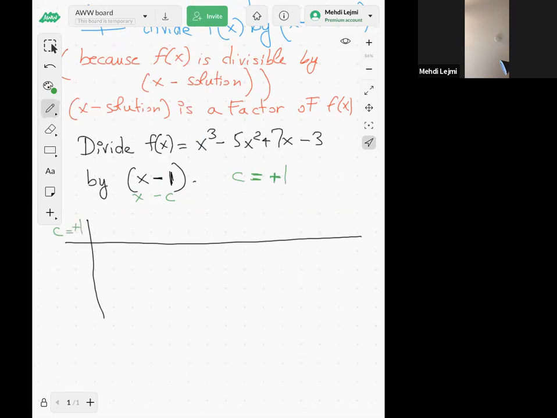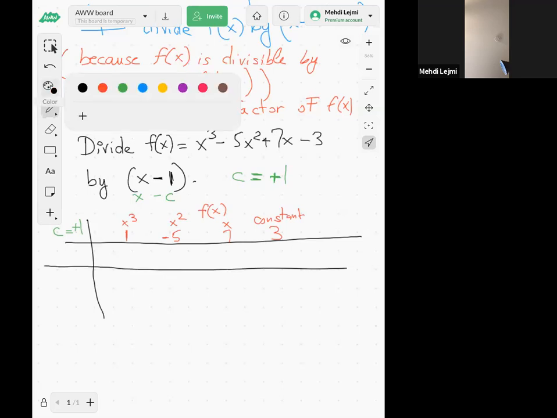And then I'm going to put my f of x. Here's my f of x: 1 for x cubed, minus 5 for 5x squared, plus 7 for 7x, and minus 3, the constant. This is the constant. And then what we do, of course, is bring down the first number here. So it's going to be 1. And then you multiply.